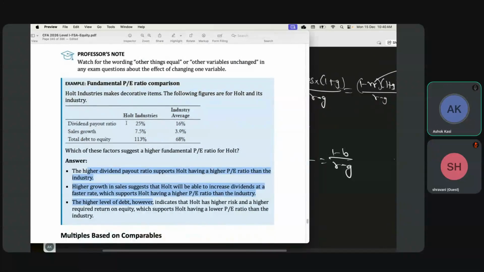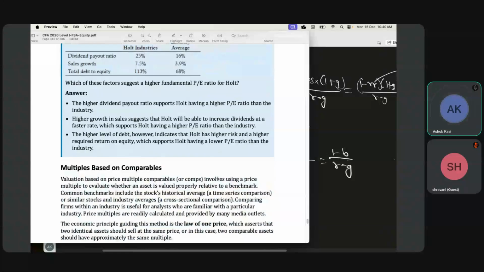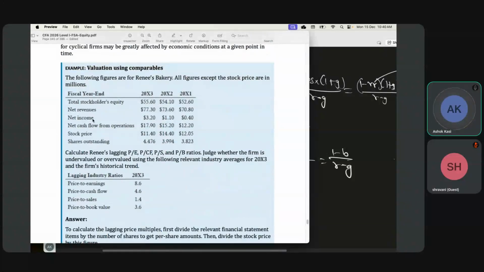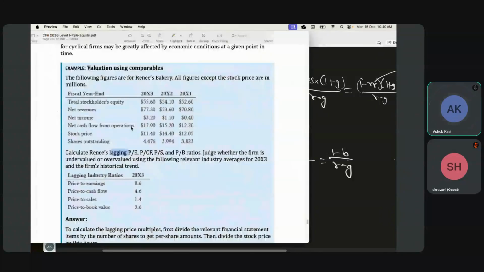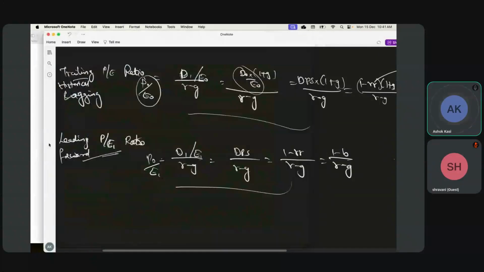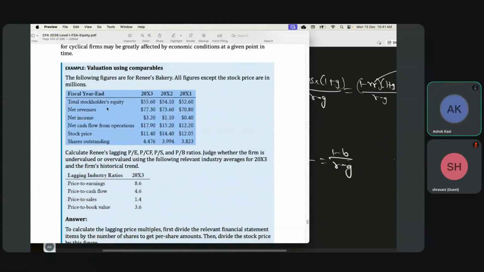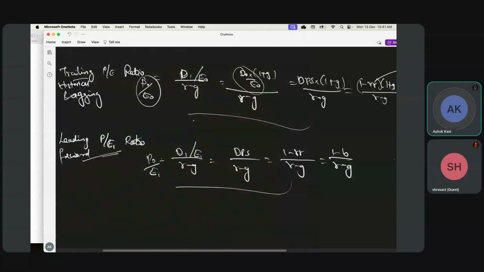These all are theory ones. If you understand the concepts when you read, you will be able to understand all this. This is again price to earning lagging. So this is also called lagging PE ratio, lagging, historical or trailing PE ratio. Here they have applied the lagging PE ratio for 2003. So here is the price. Earning per share we want. E stands for earning per share.